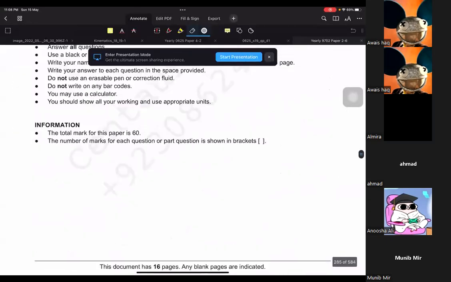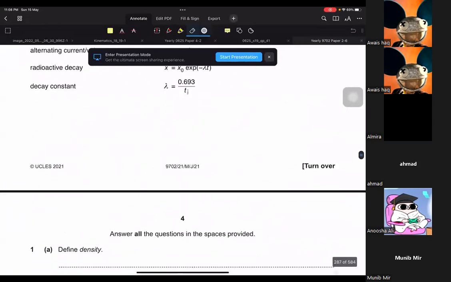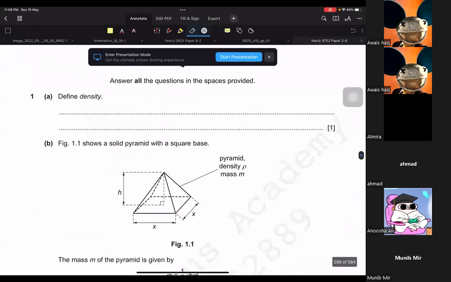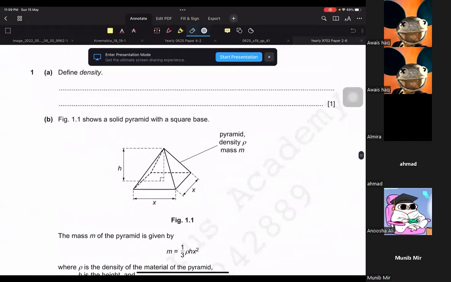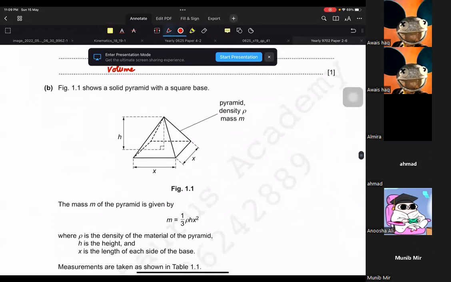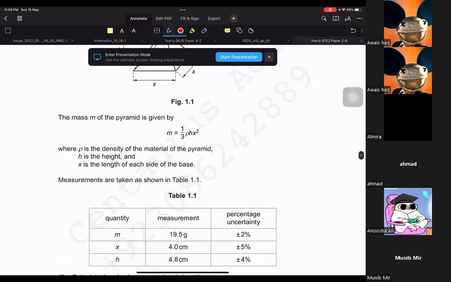Okay, so going to the first question, it says, what is the density? Density is mass per unit volume. Okay, so mass over volume. Then it says this x, pyramid x, okay, height, okay.